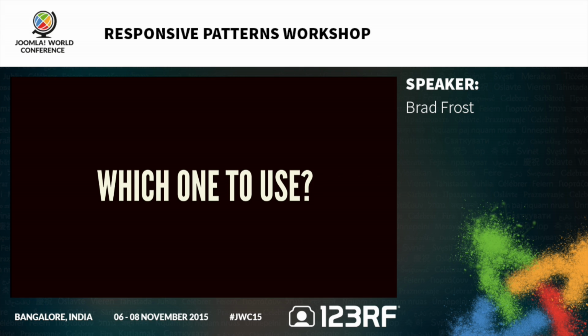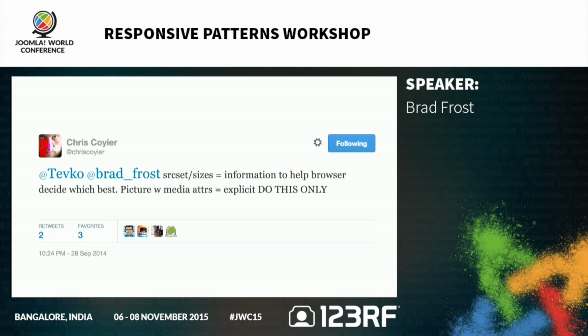Okay. So the big one, and again, this is all confusing. It's very new. I've only just gotten my head around this. But which one to choose, and Chris Coyier really helped me out. He says the srcset and sizes, again, is to help the browser decide which image is best. But the browser is ultimately the one making the decision, right? The picture element is like, hey, browser, do this thing, right? Do this thing only, right? I'm explicitly commanding you, the browser, to do it, right?